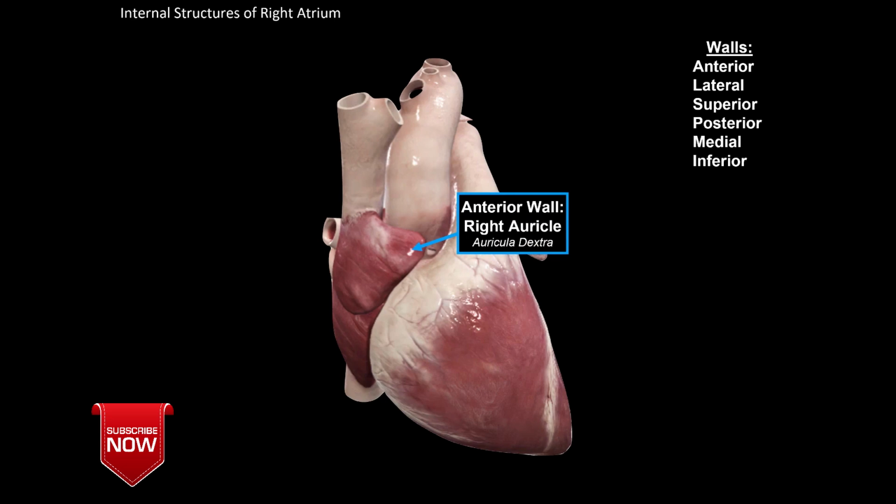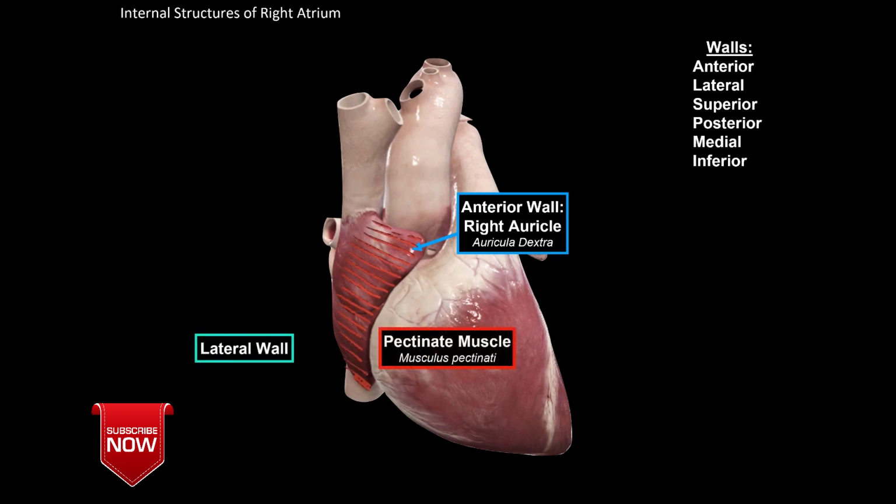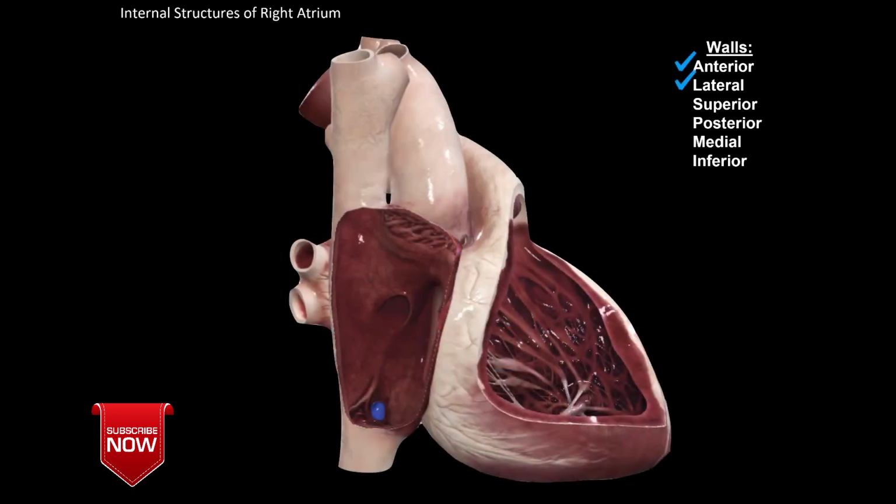The right auricle is a small muscle pouch, and this is where the anterior and the lateral wall have something in common. Both have this muscle layer called the pectinate muscle. As you see here, the pectinate muscle consists of striated muscle fibers which help contract the right atrium to push the blood further into the right ventricle. So that's the anterior and the lateral walls. Now let's go ahead and remove the lateral and the anterior wall to look inside the right atrium. Here we see a little bit of the pectinate muscle we mentioned earlier.